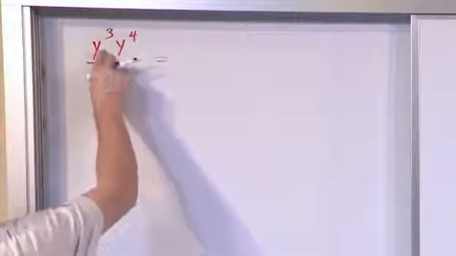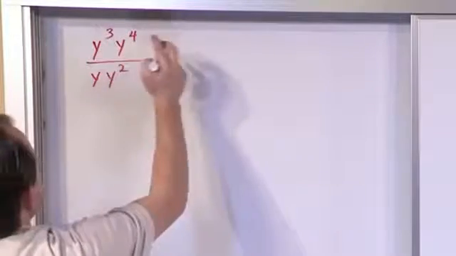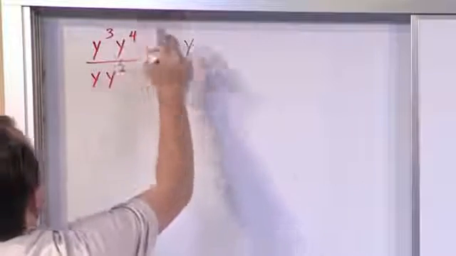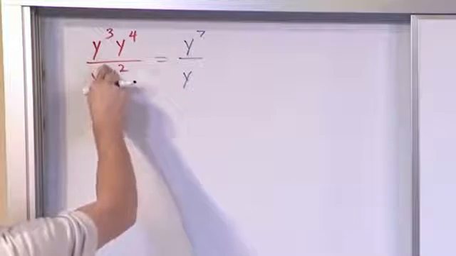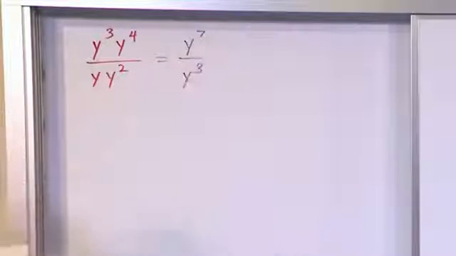Here we have y cubed times y to the fourth. We have the same base, and we can add the exponents. So that would be y to the seventh on top. Here we can do the same thing. This 1 plus 2 can give us y cubed on the bottom.